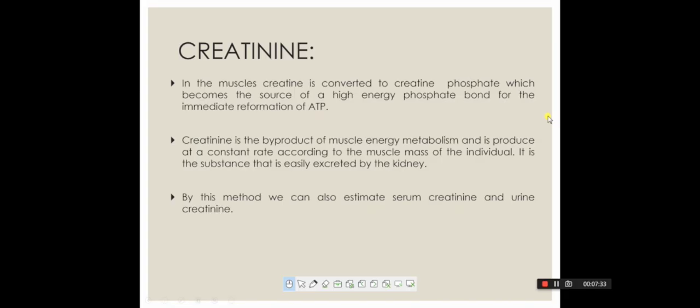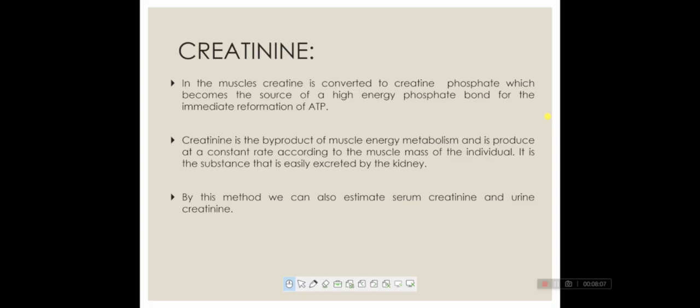First parameter is creatinine. So what is creatinine? It is a waste product which comes from the normal wear and tear on muscles of the body. In the muscles, creatine is converted to creatine phosphate, which becomes the source of high energy phosphate bond for the immediate reformation of ATP. We can also say that creatinine is the byproduct of muscle energy metabolism, because it is produced by the wear and tear of the muscles of the body.